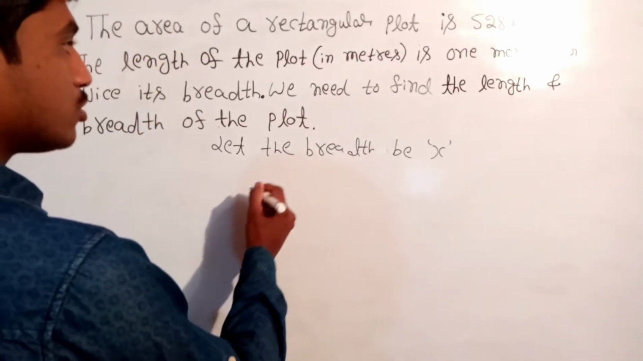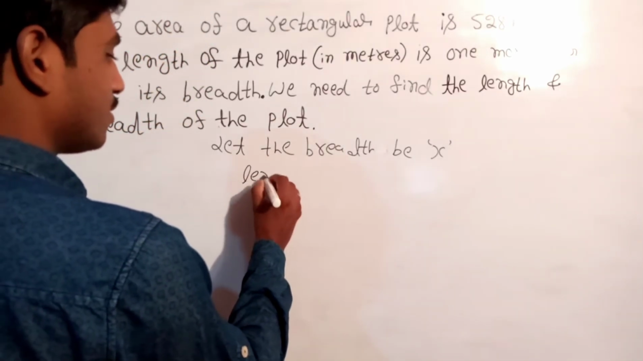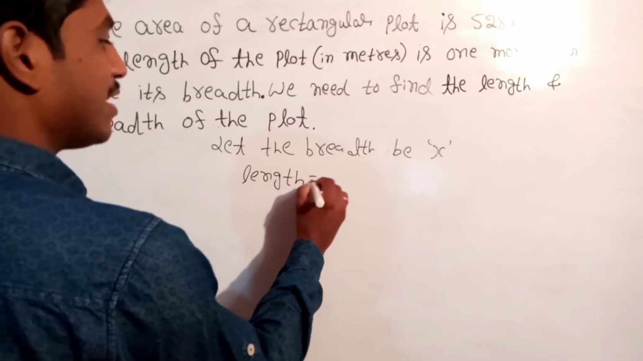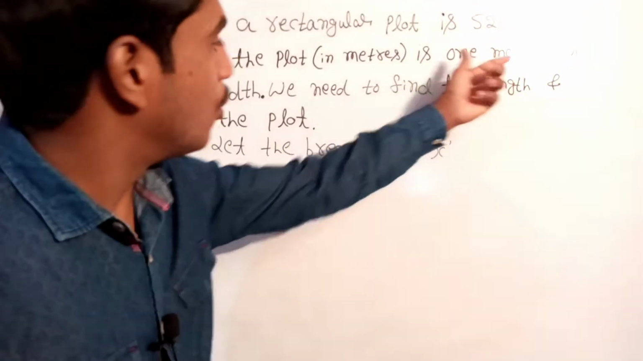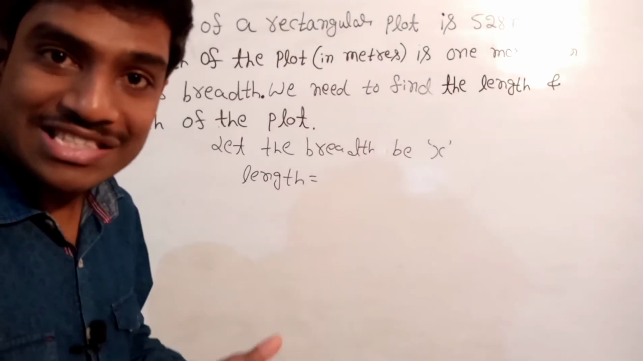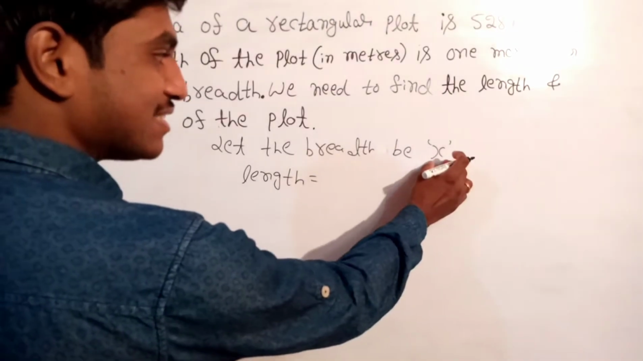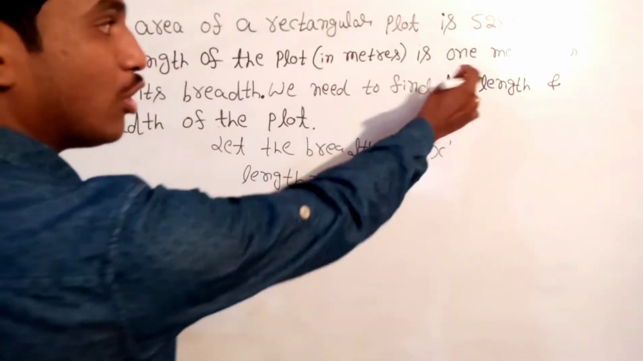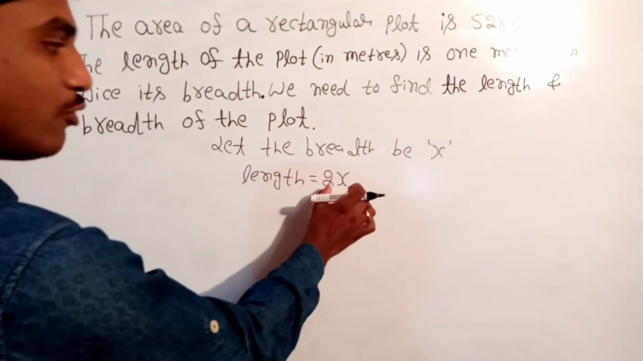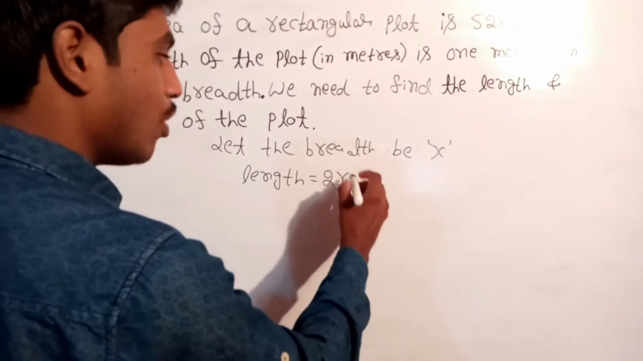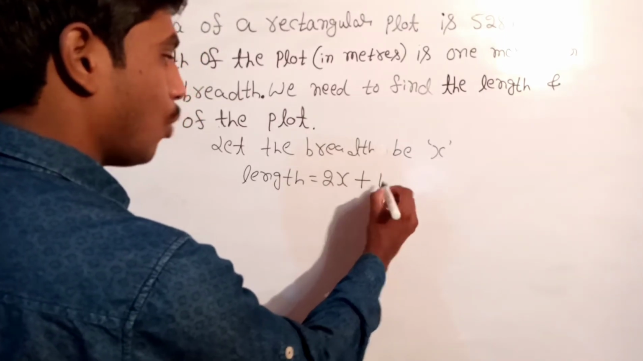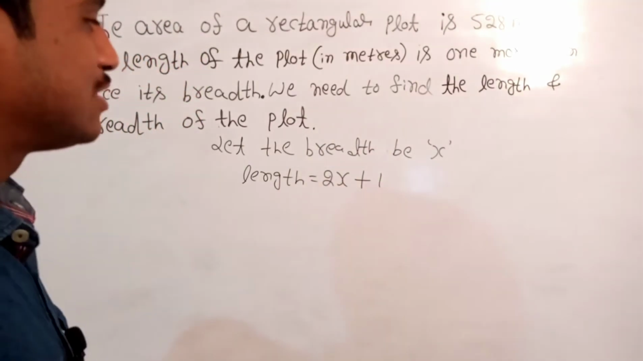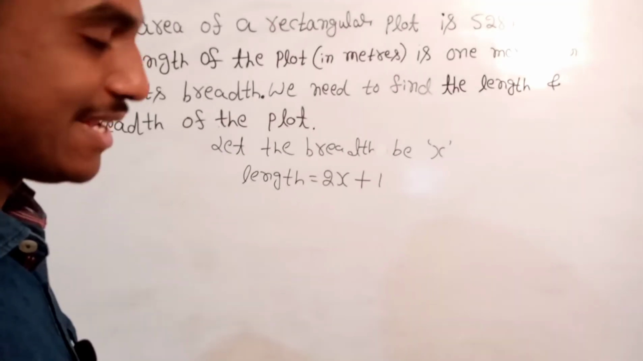Now length will be what? Length will be one more than twice its breadth. Twice its breadth means breadth is x. Twice of breadth means 2x. And what they are telling is one more than twice its breadth. Twice its breadth is 2x. One more than that means 2x plus 1. So this is the length. Length is 2x plus 1 and breadth is x.